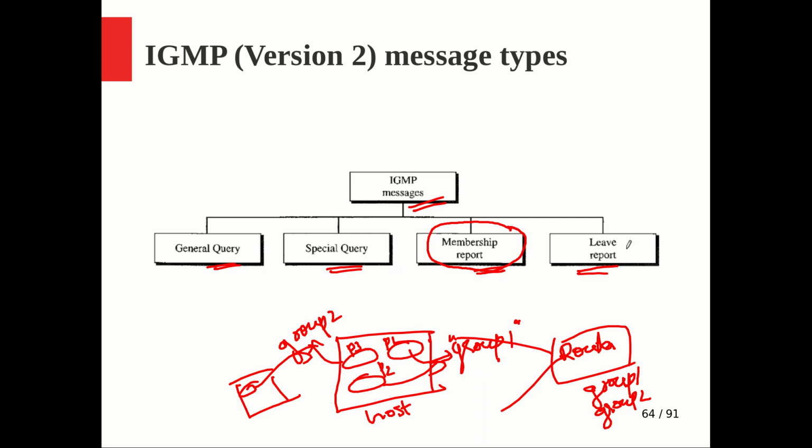Now suddenly this particular host, first level, the process doesn't want, for example P3 doesn't want to continue in this group 2. So P3 will inform the host, and this host will inform that to the router. For that purpose we have the message called a leave report. So I want to leave from this particular group. As soon as a router gets a leave report for this so-called group 2, what will the router do? Simply removing this group 2 from the list of groups maintained by the router is meaningless, because some other host may be part of the same group 2.